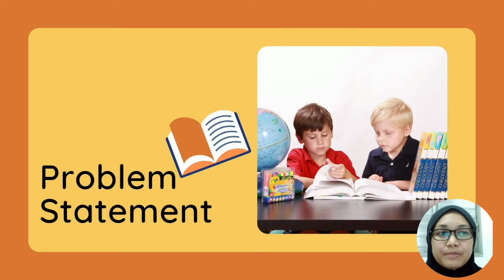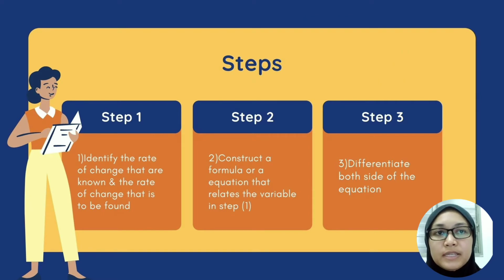Problem solving steps. Step 1: identify the rates of change that are known and the rate of change that is to be found. Step 2: construct a formula or equation that relates the variables in step 1. Step 3: take the derivative of both sides of the equation.